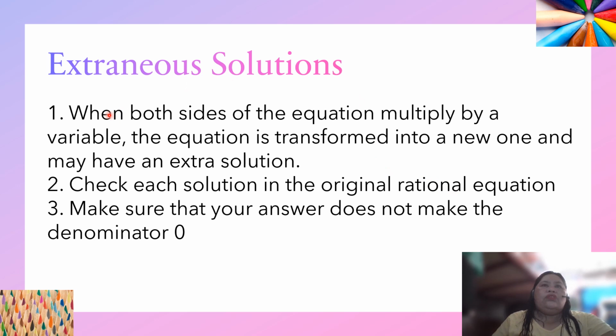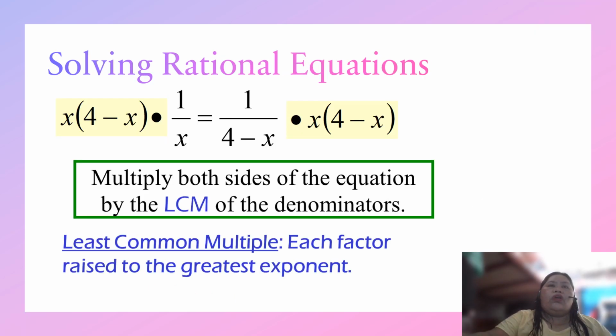Now, extraneous solutions. There are times that we can face extraneous solutions. When both sides of the equation are multiplied by a variable, the equation is transformed into a new one and may have an extra solution. Check the solution in the original rational equation. And third, make sure that your answer does not make the denominator 0. Now, let's have this example.